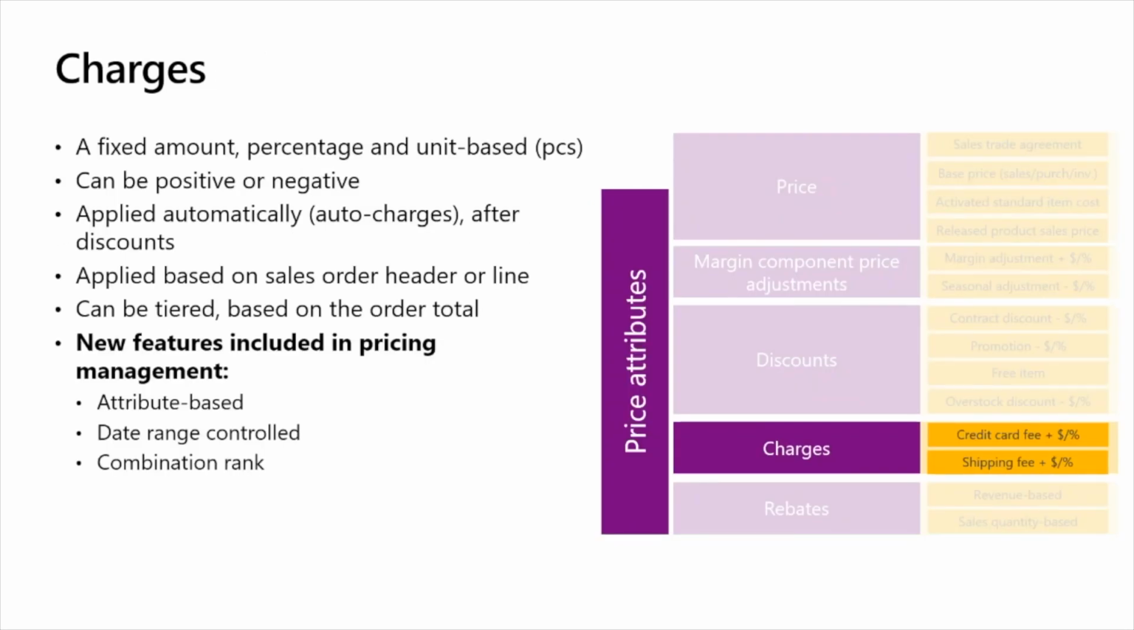Charges in D365 supply chain management is not new and already rich in capability. Charges can be fixed amount, percentage, or unit based. They can be positive or negative and configured to automatically apply at time of order. They can also be tiered based on order total. For example, order total over $100 gets free shipping.